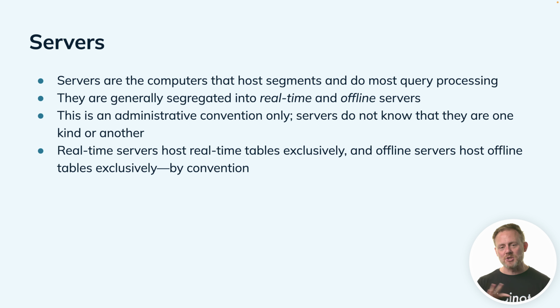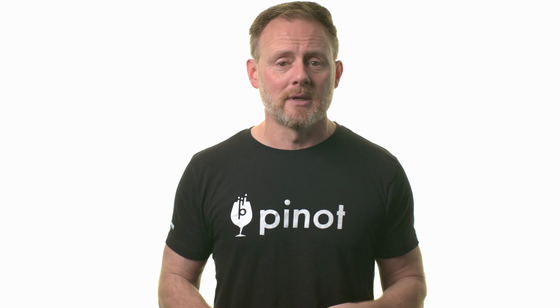Now, that's an operational convention. A server itself doesn't know whether it's real-time or offline. That's not a thing that you do to the server. But generally, since we have real-time and offline tables, we tend to store all the real-time tables on a set of servers that we call real-time servers, and all of the offline tables on a set of servers that we call offline servers. And that convention makes sense from an operational perspective based on the different kinds of workloads that those two servers carry out. But you'll find that in the documentation and the discussion and just the way Pinot clusters are administered.